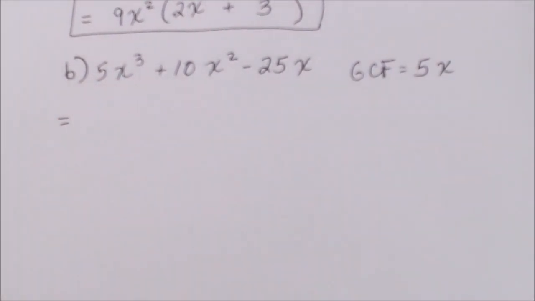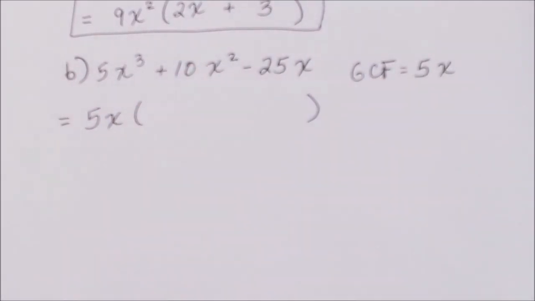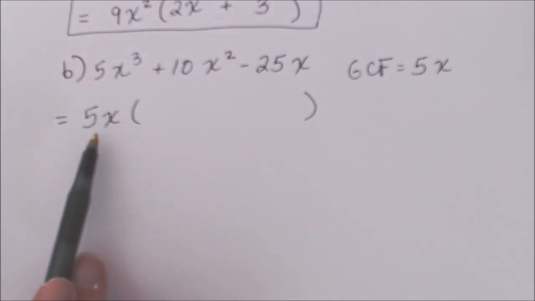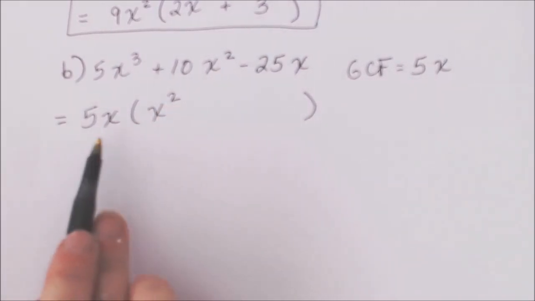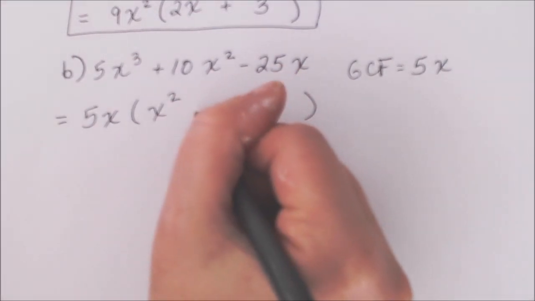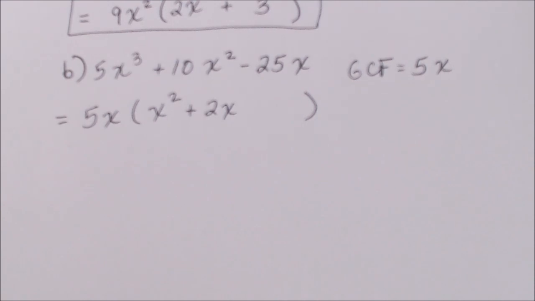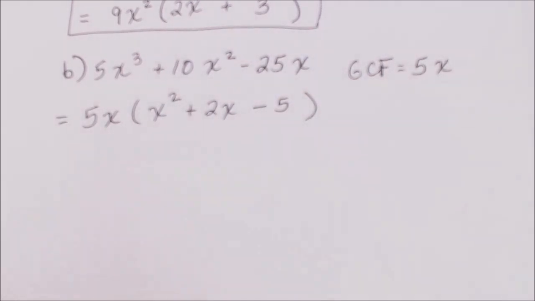So I'm going to take the original expression. I'm going to put 5x in front of the parentheses. Now this time I started with 3 terms, so I need to have 3 terms in the parentheses. So 5x times what gives me 5x to the third, and that would just be x squared. 5x times what gives me 10x squared, and that would just be 2x. And then 5x times what gives me negative 25x, and that would just be negative 5.